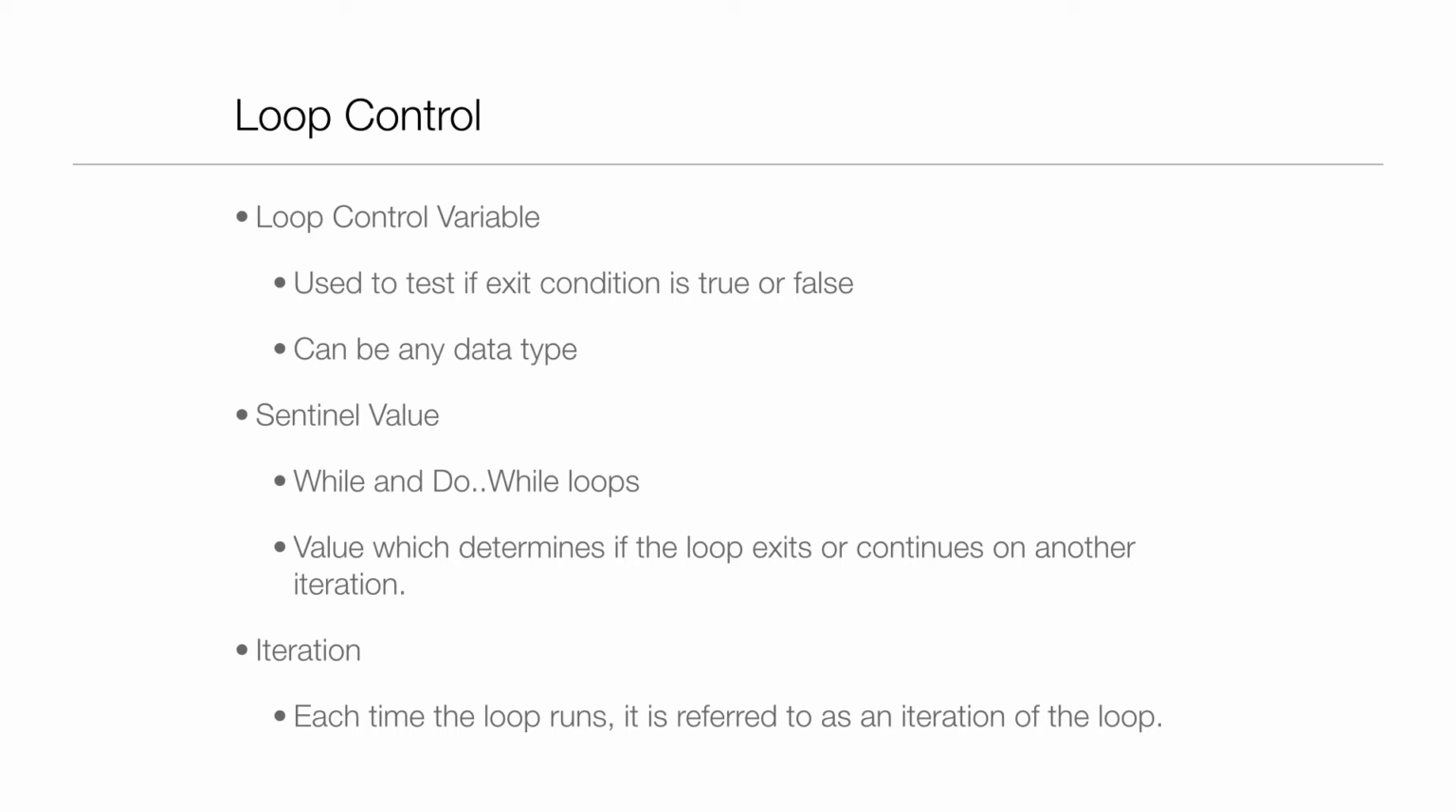And iteration is another key word. That's each time the loop runs, it's referred to as an iteration. So each time it outputted the value of loop counter would be an iteration. So each of those previous loops would go through 5 iterations of the loop to output those 5 outputs on the console.